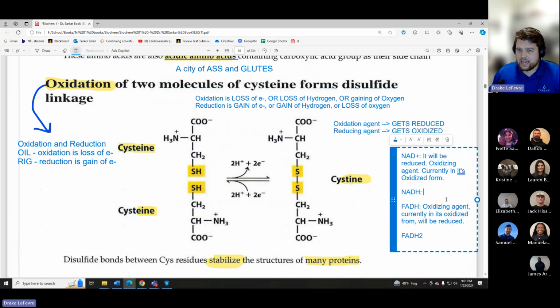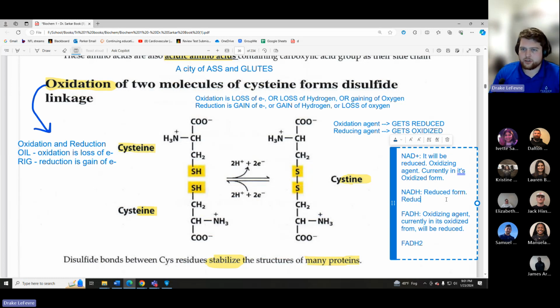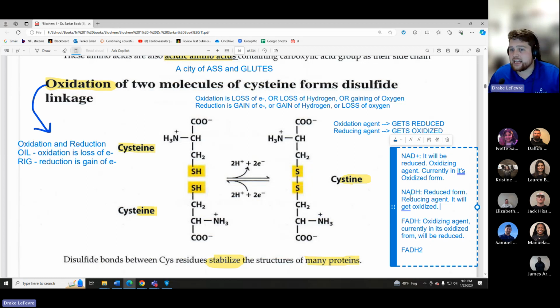Now NADH, instead of the oxidized form, is the reduced form. It's just going to be the opposite. It's the reduced form, it's the reducing agent, and it will get oxidized. If NADH gets oxidized, what will it turn into? NAD plus. Perfect. That's the kind of thought process we want to have with these sort of questions.